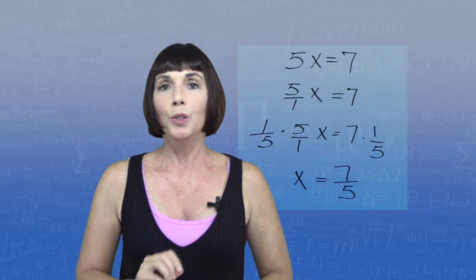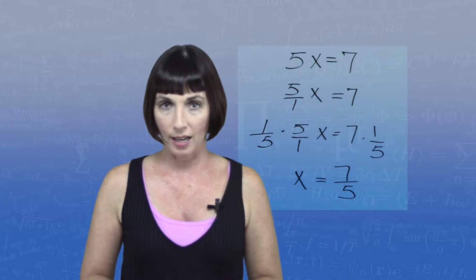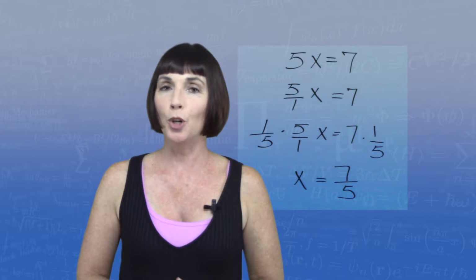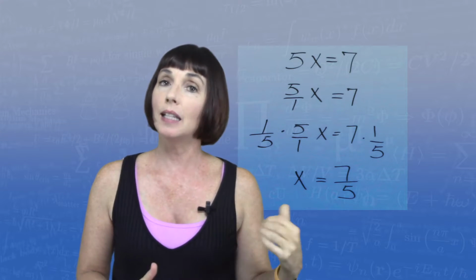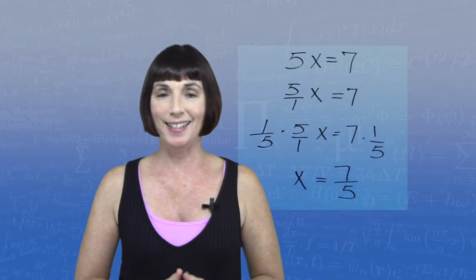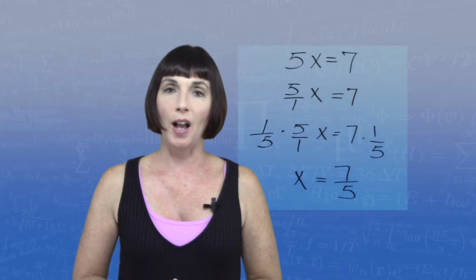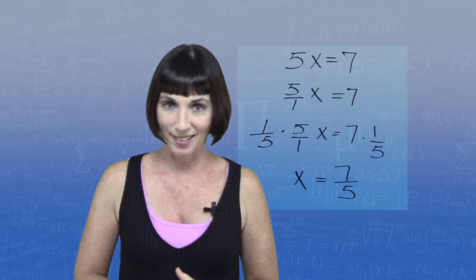Now, note, you can turn this into a mixed number, but it's actually considered perfectly acceptable to leave it as an improper fraction, which is what it is here. So x equals 7 over 5 is a perfectly correct answer.